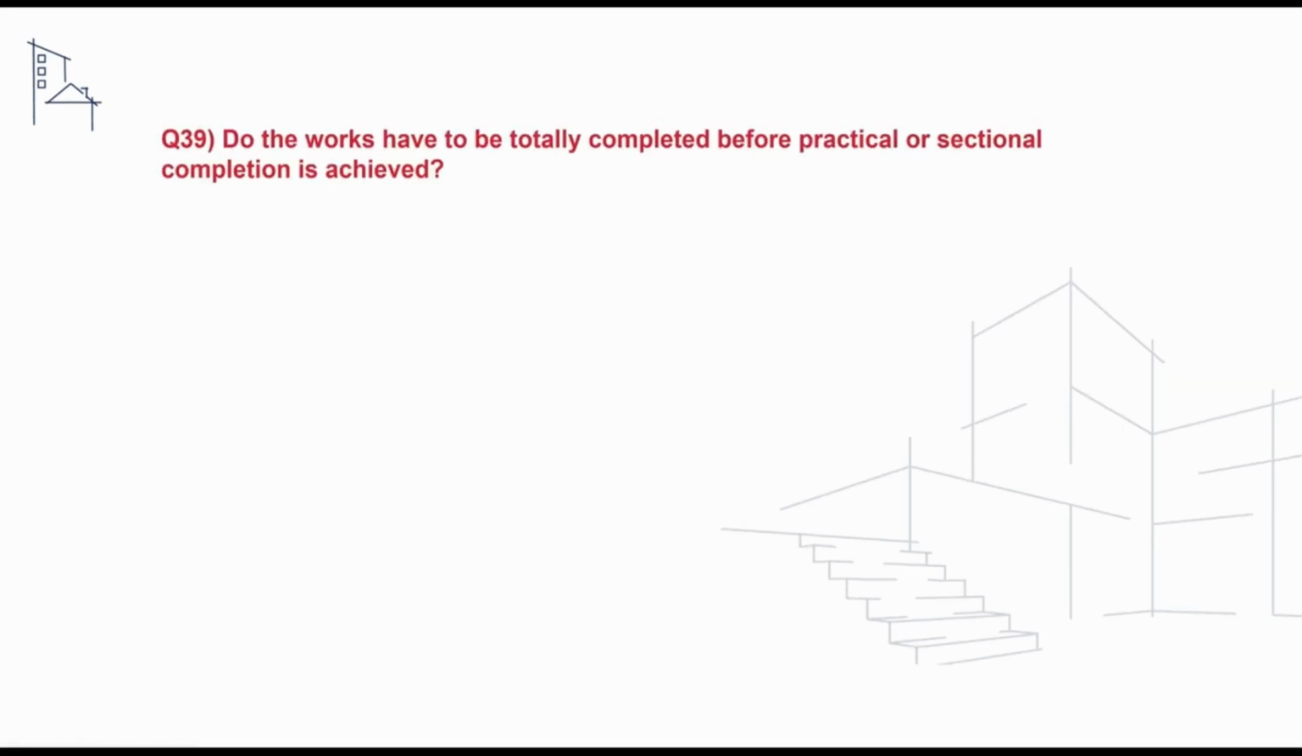The next question we'll take a look at is, do the works have to be totally completed before practical completion or sectional completion is achieved? And to address this, we can say that practical completion is a vague concept.